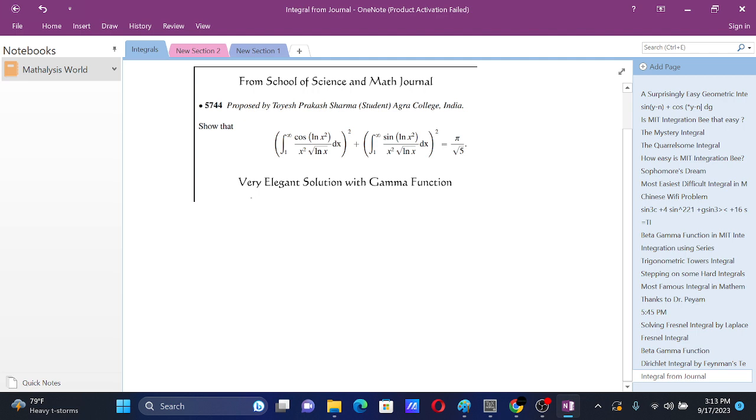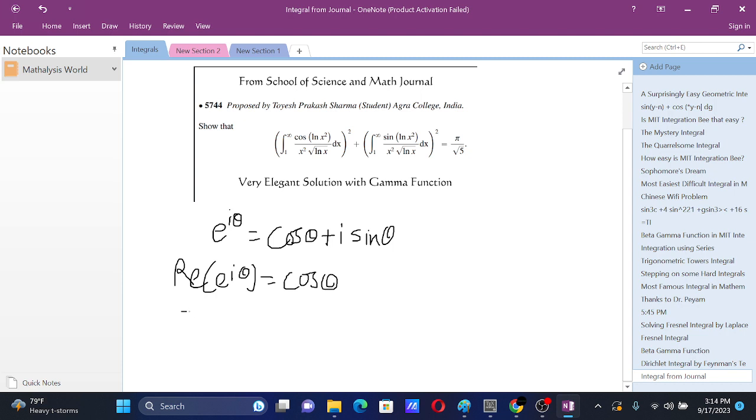But before that, we need to know some concepts about real part and imaginary part and how we deal with them. We know e to the power i theta is cos theta plus i sin theta, and the real part of e to the power i theta is cos theta, and the imaginary part of e to the power i theta is sin theta.